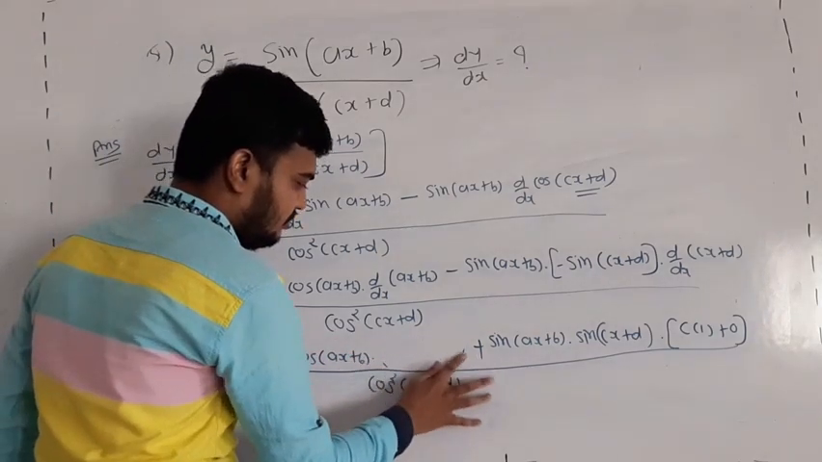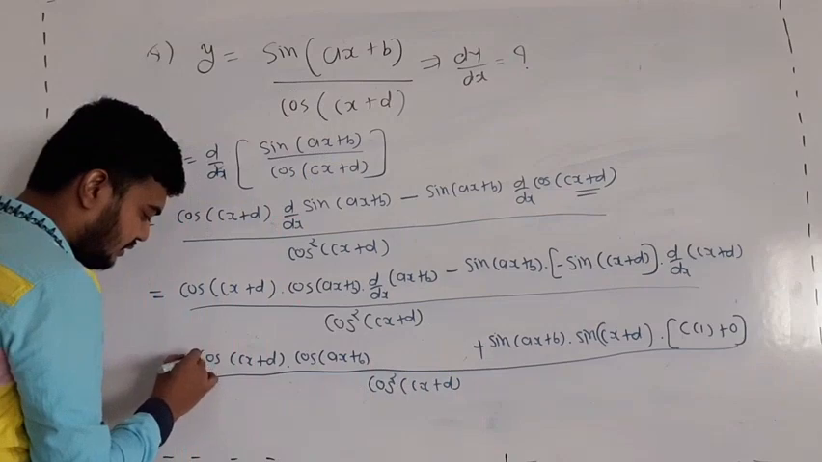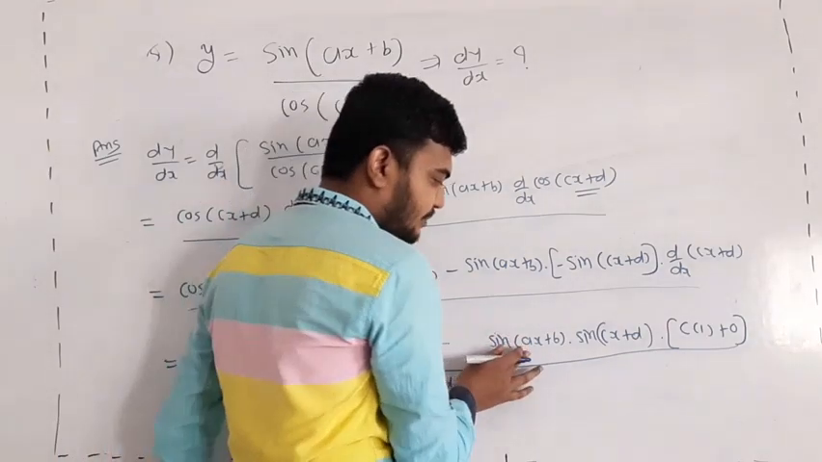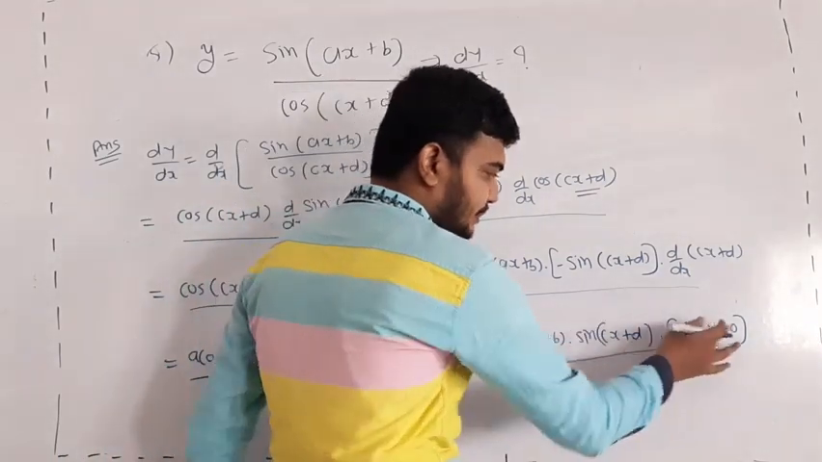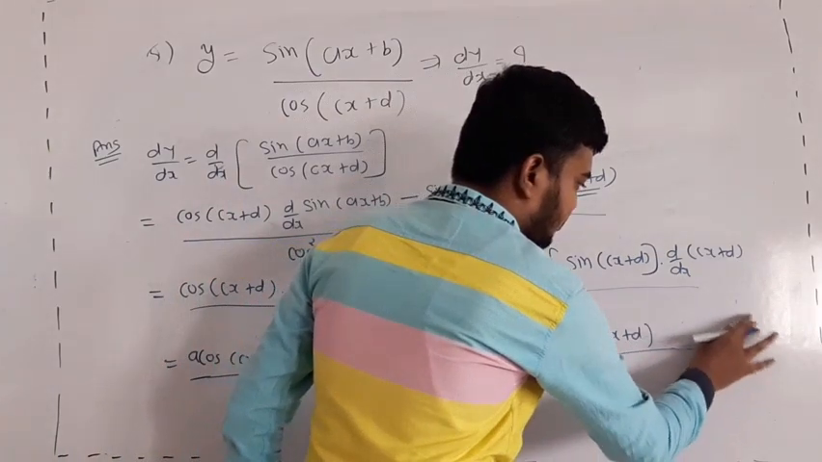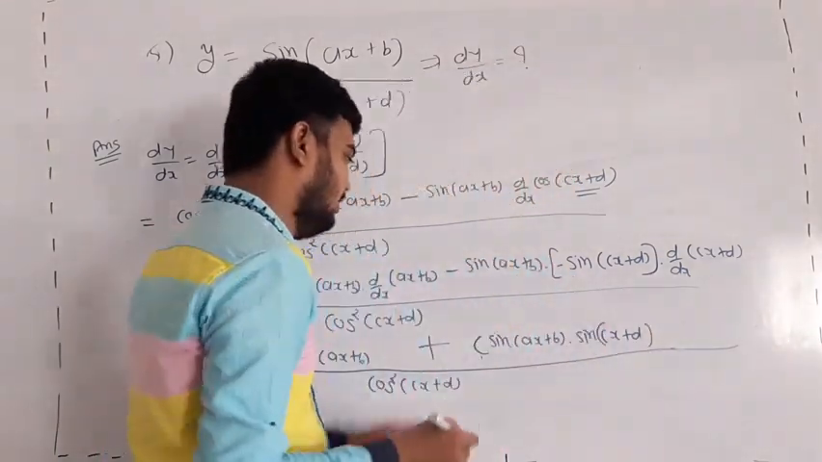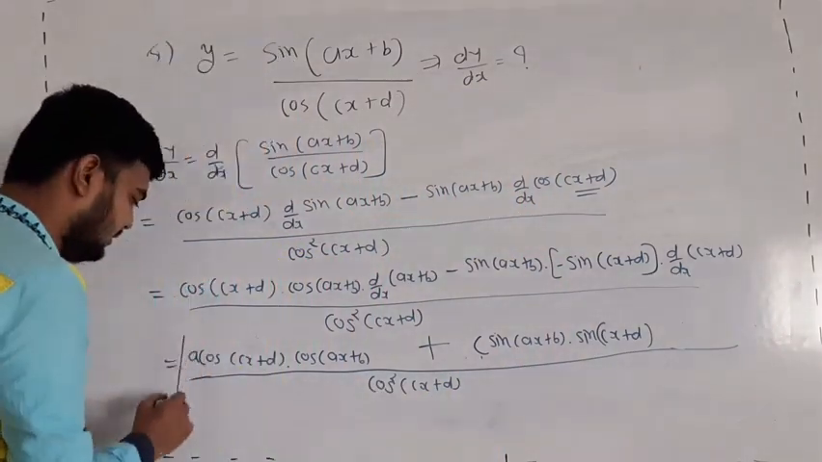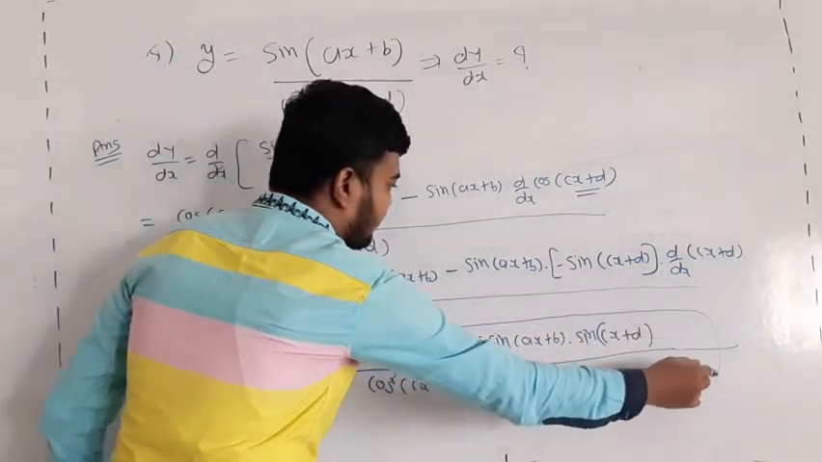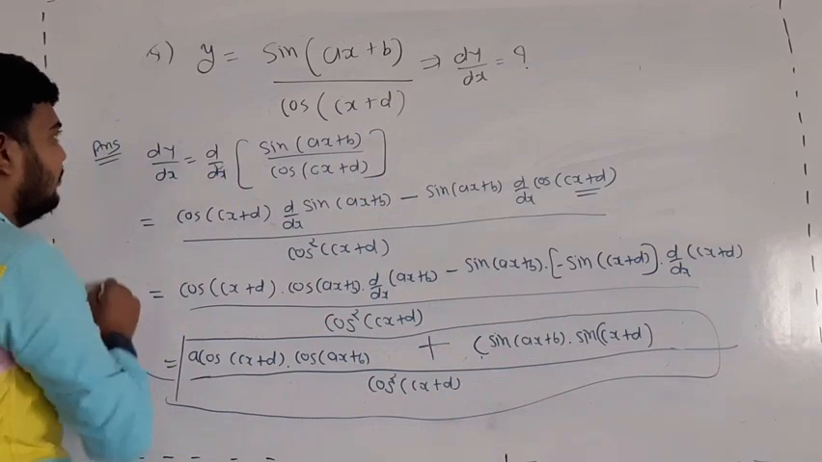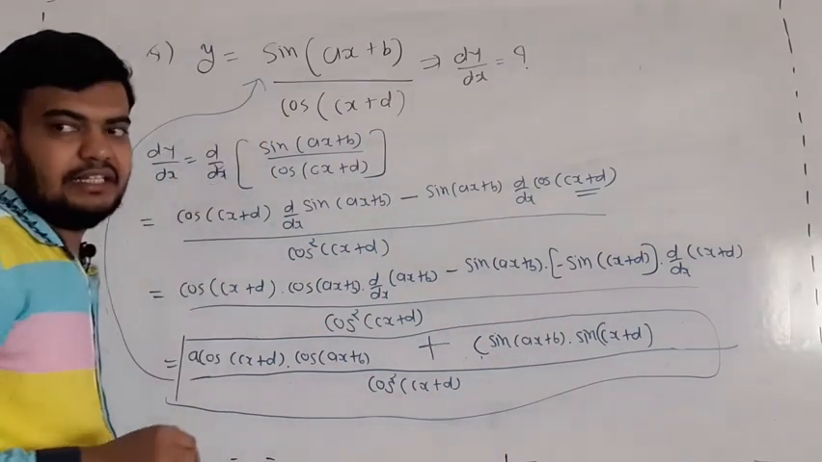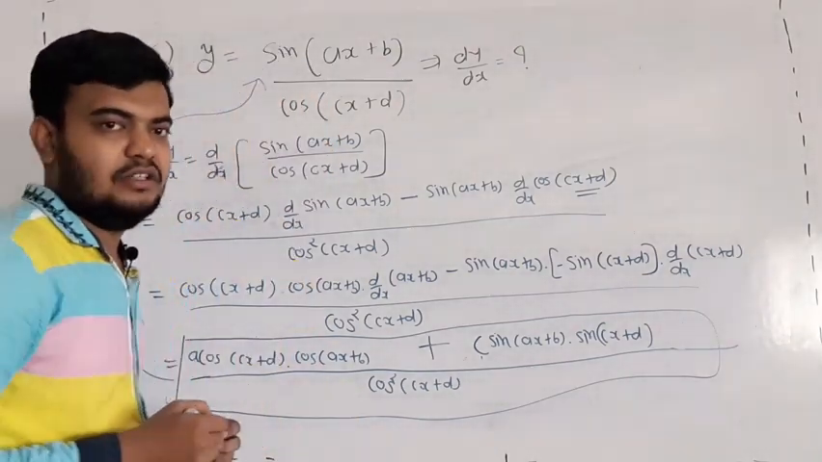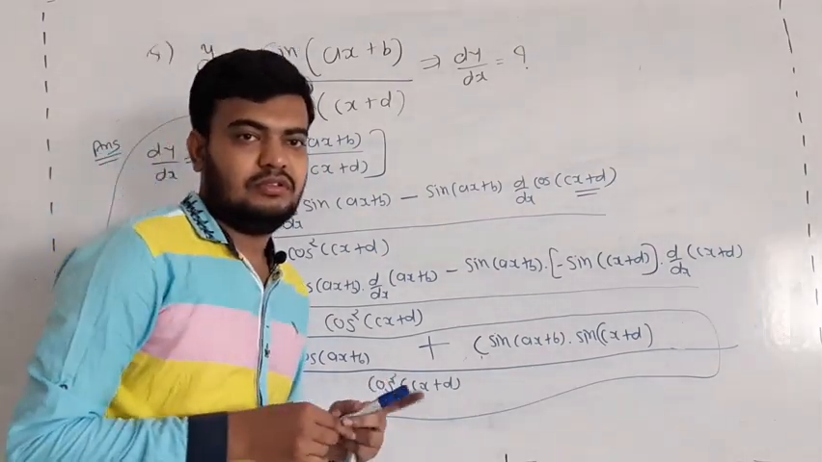So a here, and plus sine of ax plus b into sine of cx plus d as it is, c plus 0 is c. So we write c here, and this whole thing divided by cos square of cx plus d. So it is the answer of our question. It is the derivative of y is equal to sine of ax plus b all upon cos of cx plus d. Okay beta. Now move to next example.